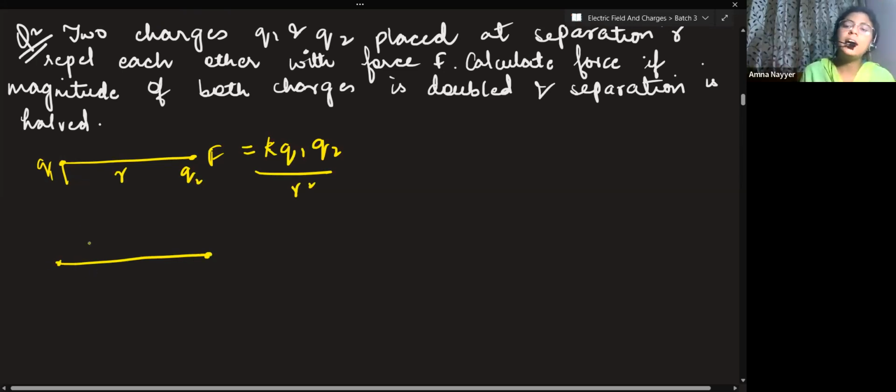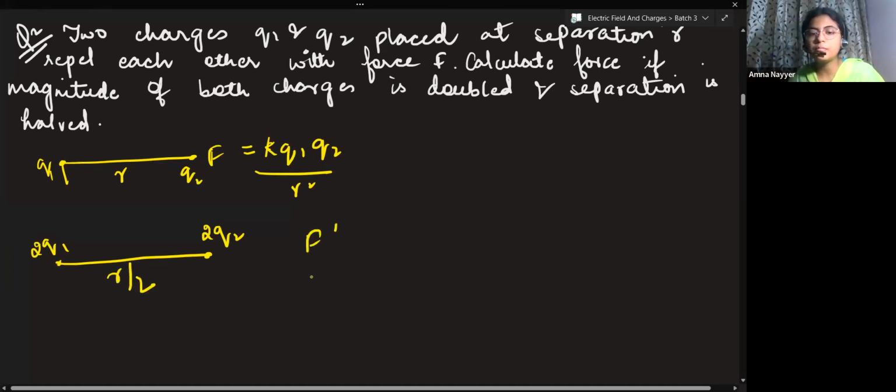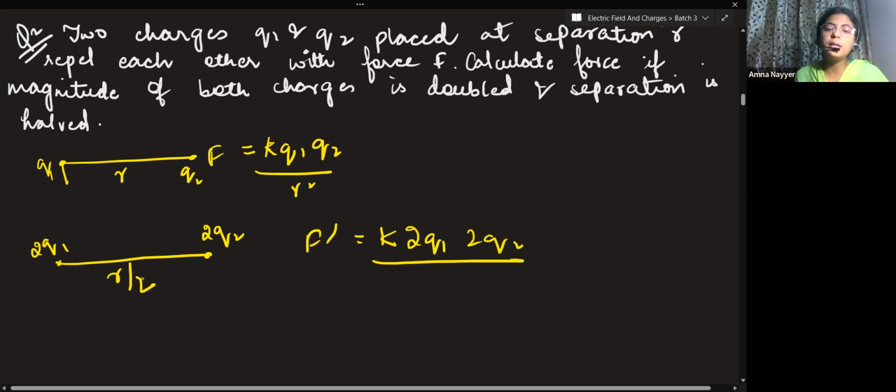If these are the two charges, now it is 2 times Q1 and 2 times Q2, and the separation is halved now, so this is R by 2. So the new force, F prime, is equal to what? K, the charge is now 2Q1, the second charge is now 2Q2, divided by R by 2, R by 2. So 2 will go over here.